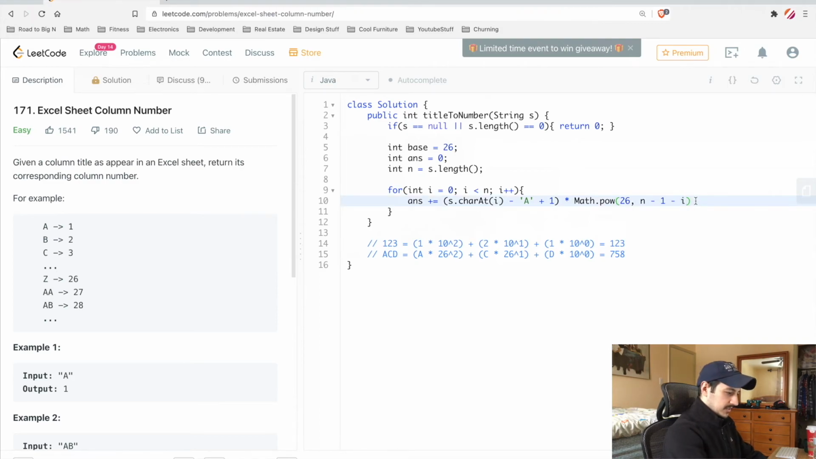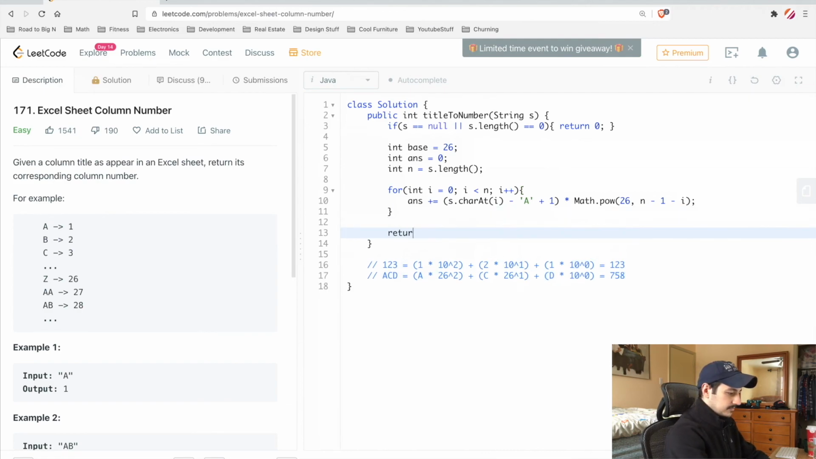And the reason why we're doing this is we're calculating this 2, 1, and 0 here, since we're going from the beginning, and i in this case will be 0, 1, 2, we just want to take n, which is 3, minus 1, 2, minus the offset, which in this case will be 0. And then here it will be 3 minus 1, 2, minus 1, and that'll give us 1. And we just follow that throughout the whole calculation. Then we return answer here.